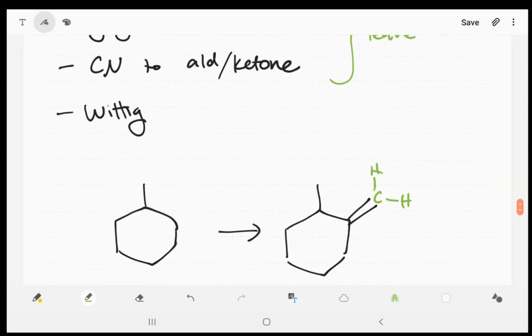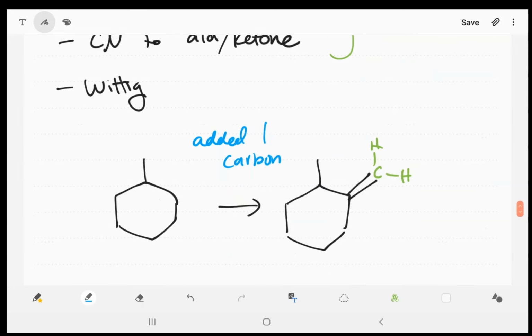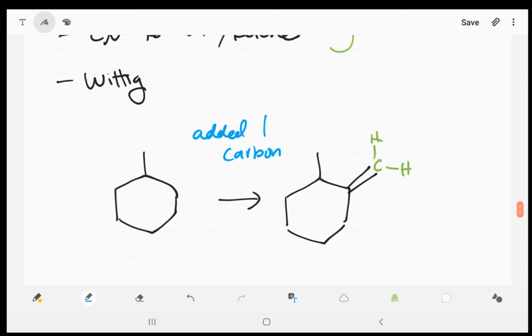So we have multiple bits here. We've added one carbon, and it's double bonded, right? So we're increasing the number of carbons, so we better be having some reaction that does that. We have a couple ways to do this.